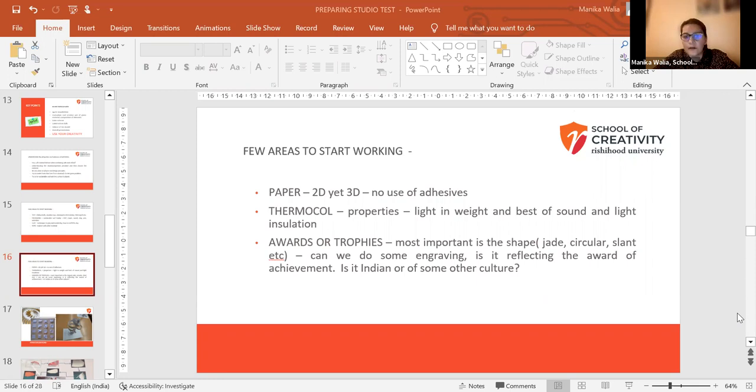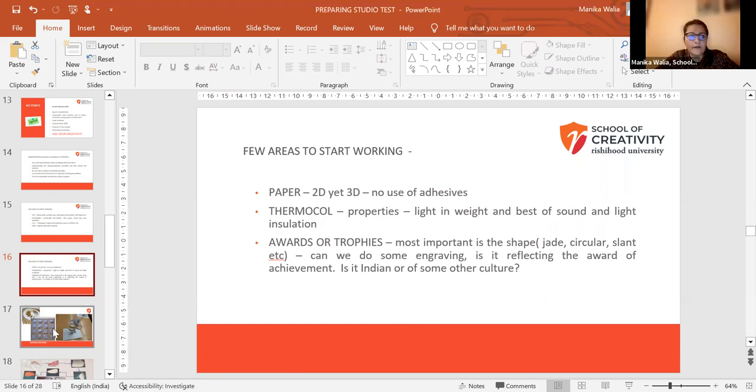what kind of an award it is, what culture is it? Is it an Indian continent or is there some other continent for which you are working? Is it for sports? Is it for some gallantry award? What kind of an award is it? So you have to think before you start generating the form for that award.